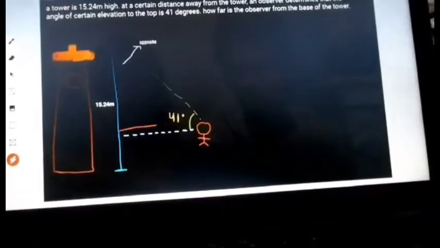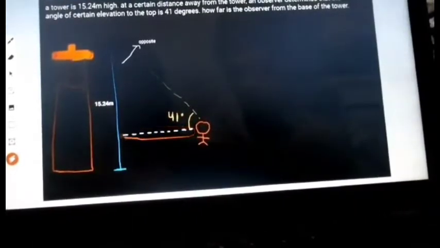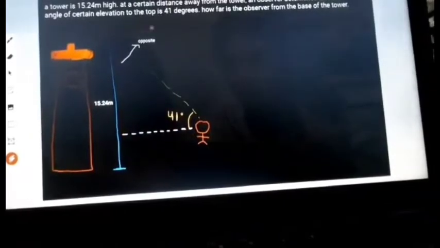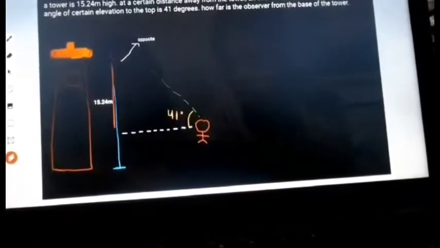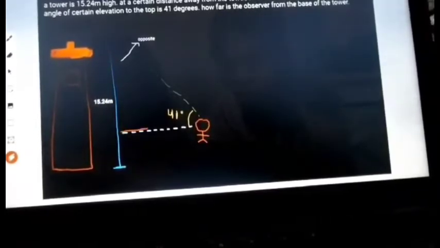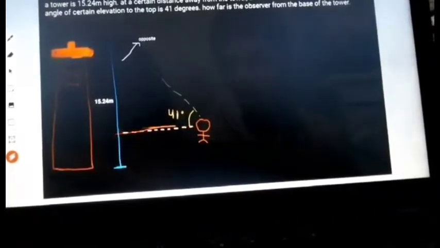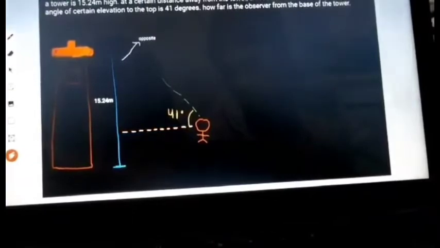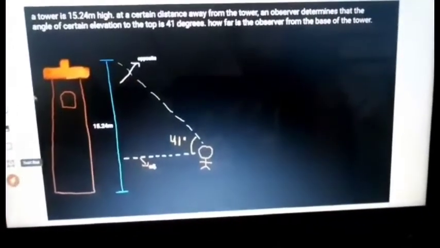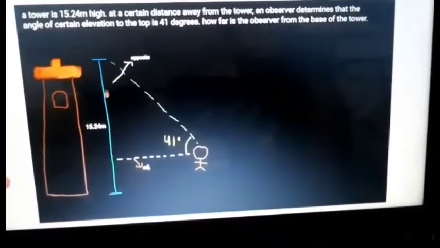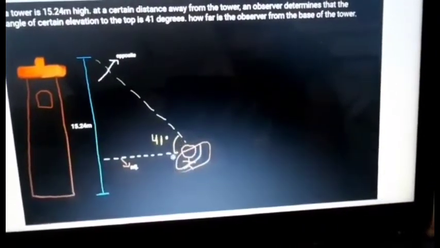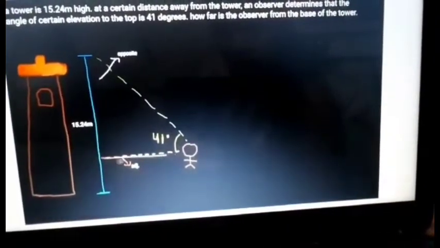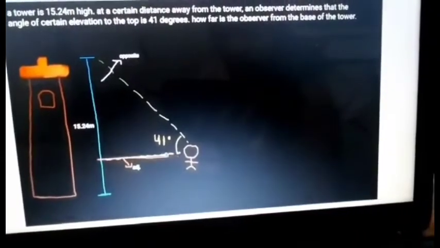You need to identify what part of the triangle this is. Since this is the opposite side, we already know that this side is the adjacent. So therefore, the distance from the tower to the observer is the adjacent part of the triangle.